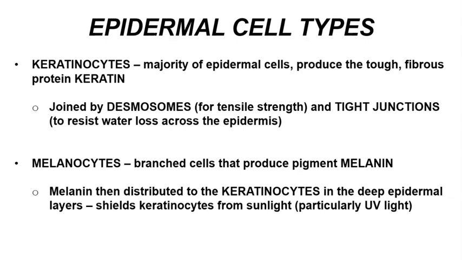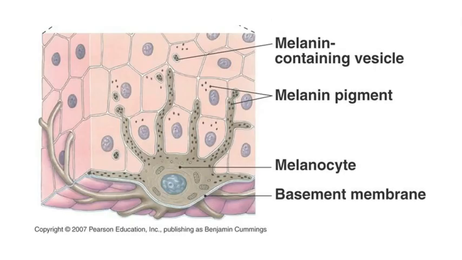In the stratum basale layer, which is located at the most deep part of the epidermis, there are scattered melanocytes, which are branched cells that produce a pigment called melanin. This pigment is then distributed to the keratinocytes. Melanin helps to shield the keratinocytes from sunlight, in particular ultraviolet or UV light that comes from the sun.